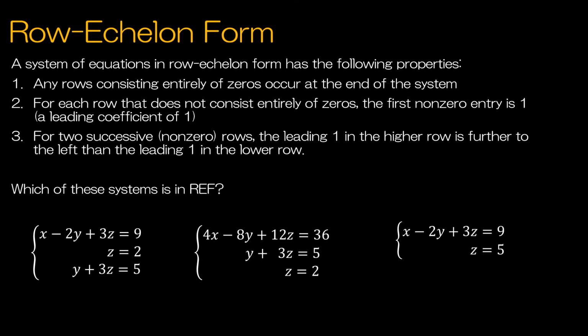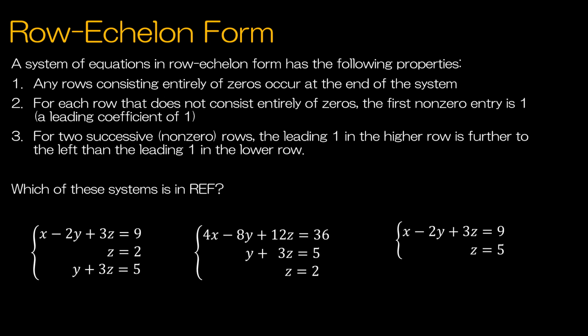For a system of equations to be in row echelon form, it must have the following properties. 1, any rows consisting entirely of zeros occur at the end of the system. 2, for each row that does not consist entirely of zeros, the first non-zero entry is a 1, which means a leading coefficient of 1. And 3, for 2 successive non-zero rows, the leading 1 in the higher row is further to the left than the leading 1 in the lower row.